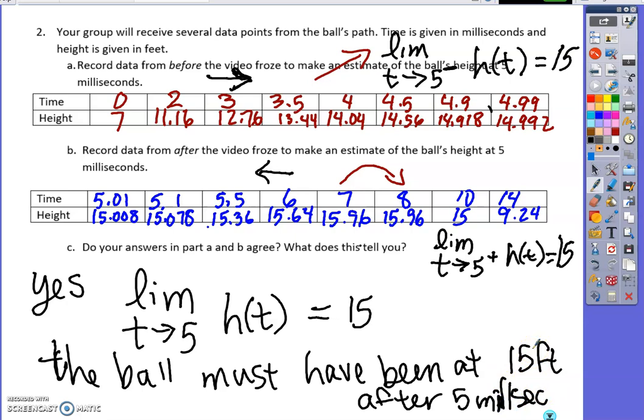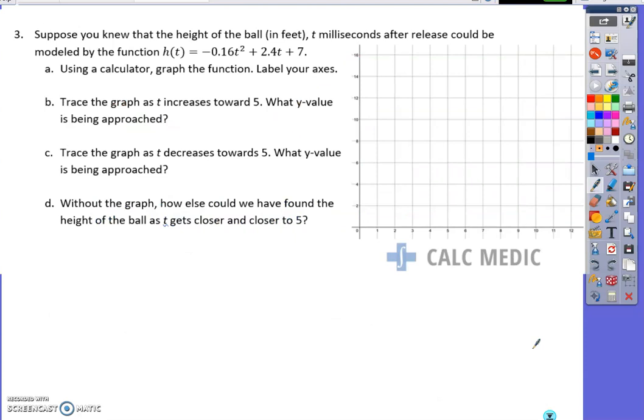Okay, and so that's the idea. We use that kind of path, we look at this, and we're using this table to tell us where it's getting close to. So what if instead we had a graph? So instead of all of that, we had a picture. So we knew this equation.